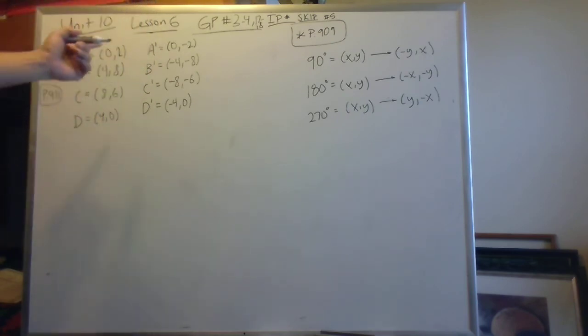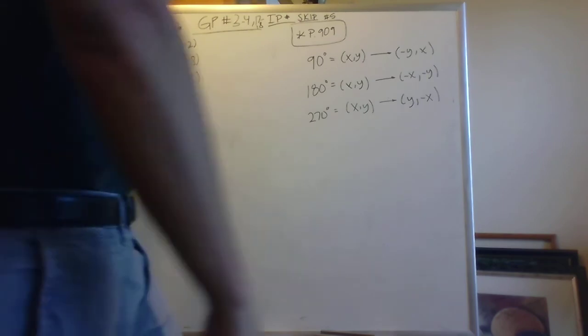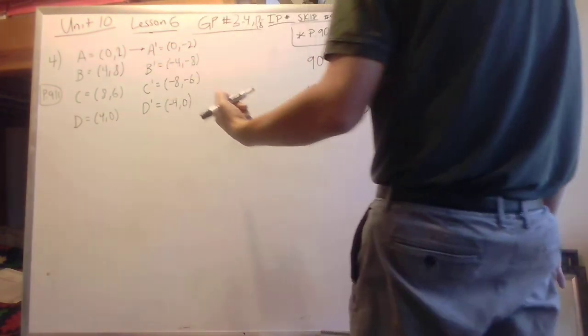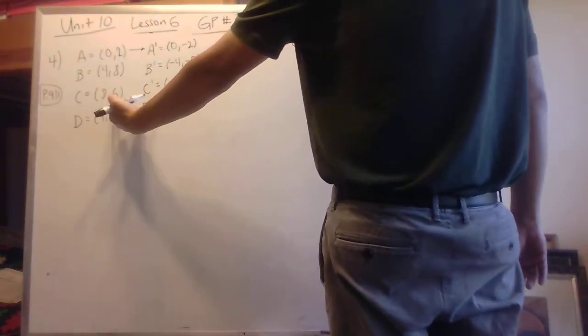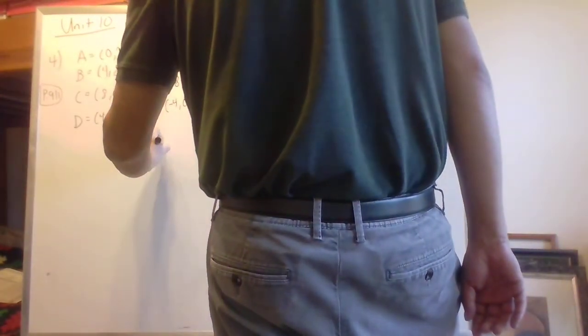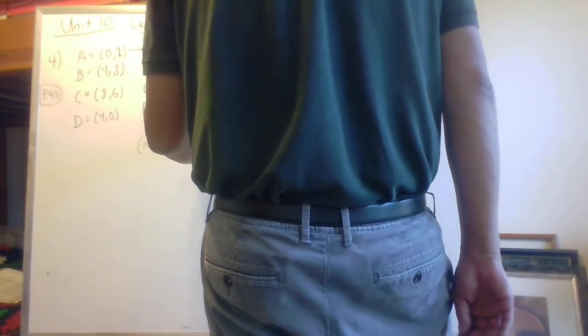So essentially, let's just look at the pattern. So A went from 0, 2 to 0, -2. B went from 4, 8 to -4, 8. C went from 8, 6 to -8, 6. So it looks like we're taking x and y and changing it into negative x, negative y.